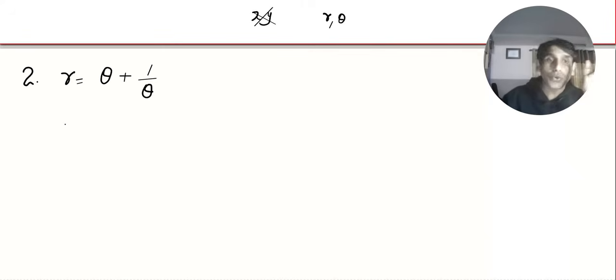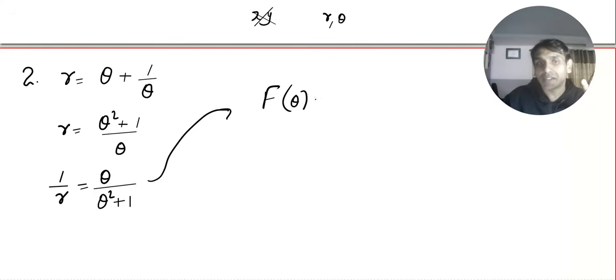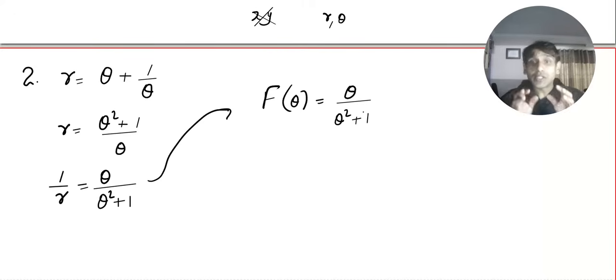Okay, so let's go for step number 1. That is, we have to find the value of 1 by r. I'll take LCM and I'm going to take reciprocal on both sides. And I'm going to write this stuff as f of theta. So I hope you understood. What is step number 1? Write 1 by r in terms of theta and call it f of theta.